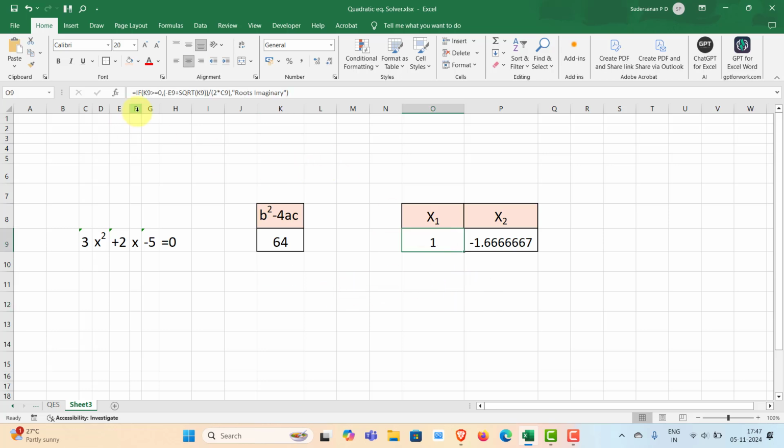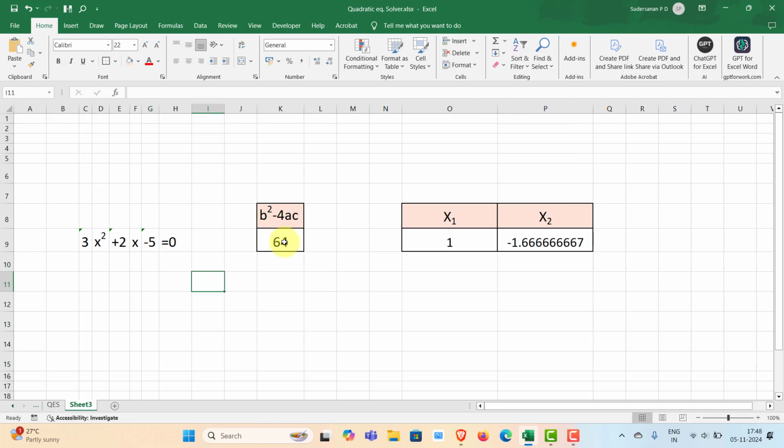We have used an if condition to check the value of b square minus 4ac. Suppose b square minus 4ac is negative. So let us put a plus sign here. B square minus 4ac is negative. You get the message roots are imaginary. So the value should be positive. Positive means you will get a real root. If it's negative, then roots are imaginary.